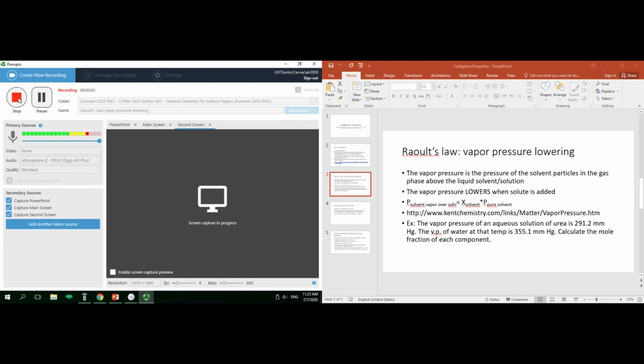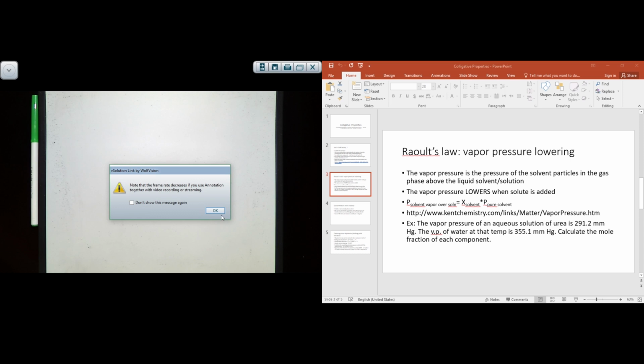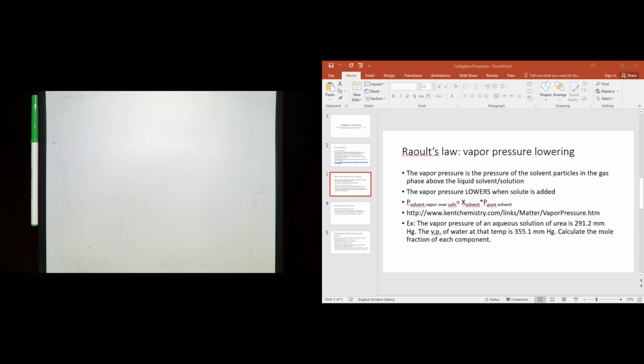All right, so this is our second video in colligative properties, and I'm starting with the third slide. Let me pull up my visualizer here. We're starting with the third slide in the colligative properties PowerPoint. Okay, Raoult's law. This is vapor pressure lowering.